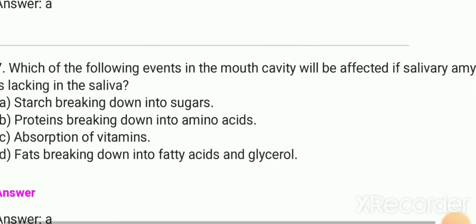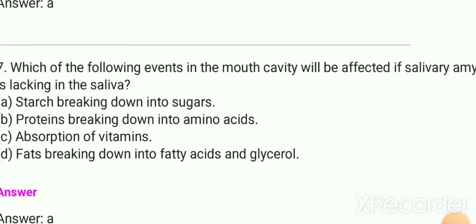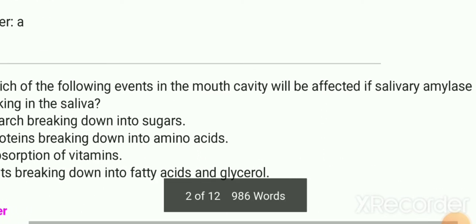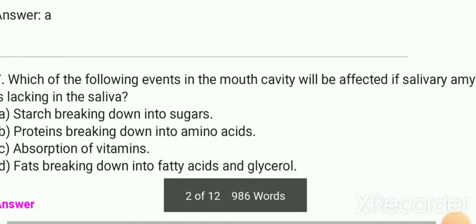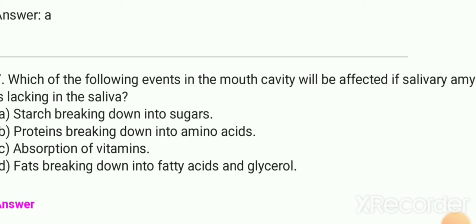Next, question number 7. Which of the following events in the mouth cavity will be affected if salivary amylase is lacking in the saliva? So the question is, which event in the mouth cavity will be affected if salivary amylase, which is the enzyme, is lacking in the saliva? The options are: starch breaking down into sugar, protein breaking down into amino acids, absorption of vitamins, fats breaking down into fatty acids and glycerol. So the answer here is option A, starch breaking down into sugars.